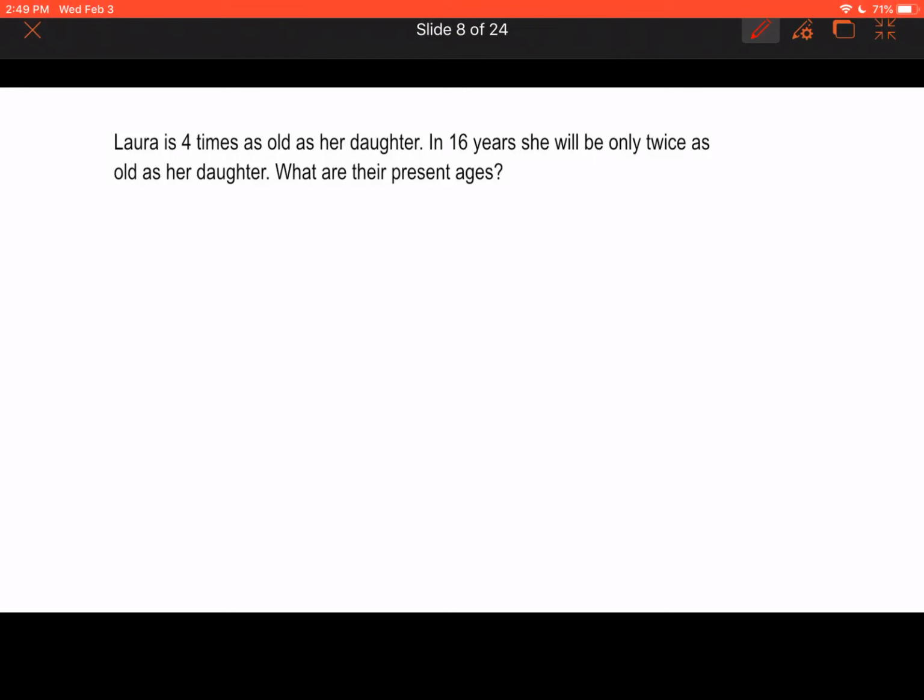Lara is 4 times as old as her daughter. In 16 years, she will be only twice as old as her daughter. What are their present ages? So we have information about the present age and what is going to happen in the future. Now Lara's age and her daughter's age will be there. Suppose L and D. In future, that is in 16 years, L plus 16, and her daughter also will be 16 years older than the present age.